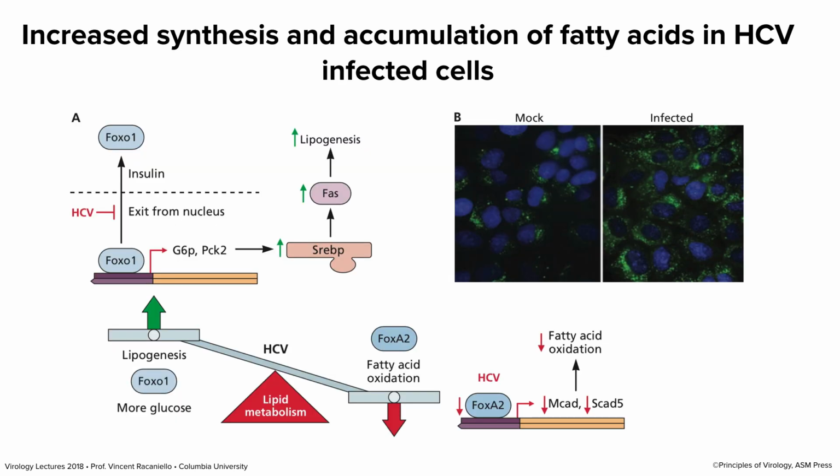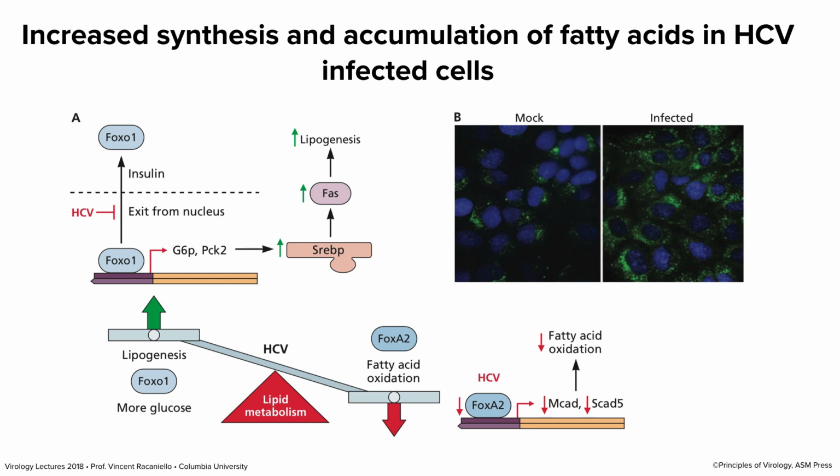Hepatitis C does the same thing. It increases the synthesis and accumulation of fatty acids and lipids. In this case, the target is a transcription factor called FOXO1, which binds to a gene in the nucleus. It gives rise to the synthesis of several proteins, which will in turn increase the level of SREBP. Remember, that turns on the fatty acid synthesis genes, and you get lipogenesis. Again, in conditions where you have plenty of fatty acids around, FOXO is cytoplasmic, but the virus encodes an inhibitor that keeps it in the nucleus, so it keeps churning out genes that are involved in lipogenesis.